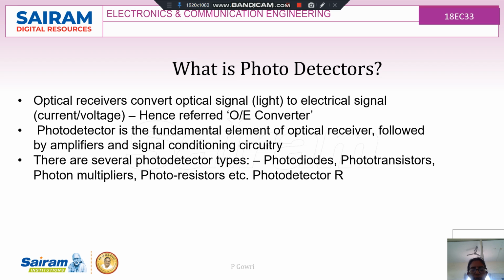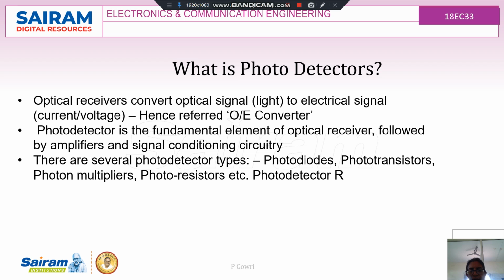So a photodetector is a junction diode, a PN junction diode, and it is a receiver, an optical receiver. Whatever light energy falls on the device will be converted to electrical energy. So it is called an optical to electrical converter. It is a fundamental of optical receivers. Mainly it is used in digital communication where fiber optics technique is used.